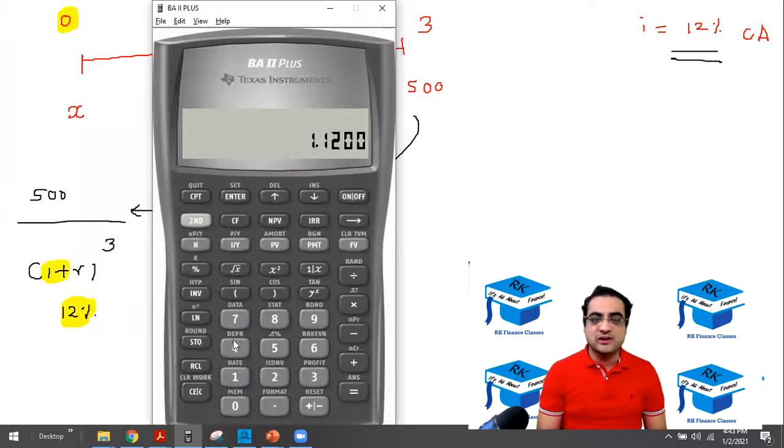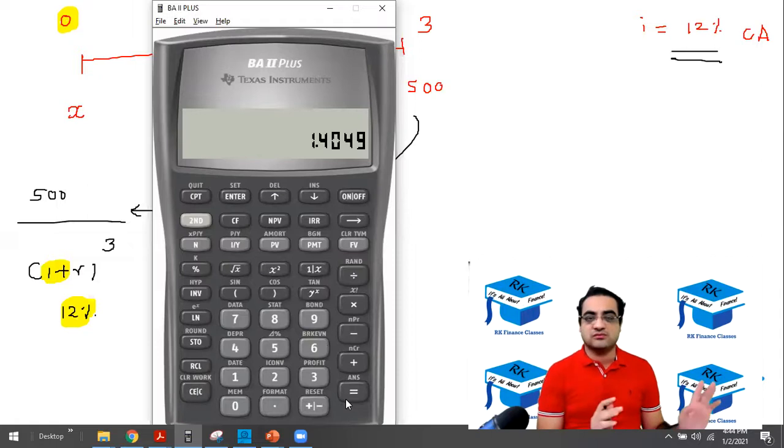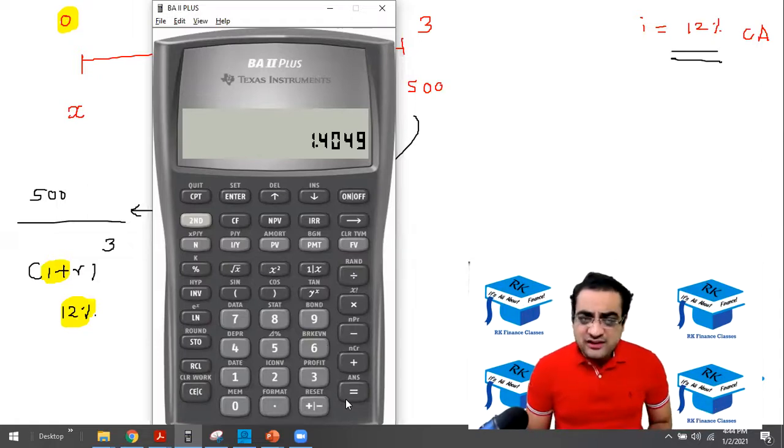Okay, equal to. I repeat, 12 percentage plus 1 equal to, then raised to 3. So for raised to, this key, y to the power x, we had discussed last lecture. So raised to 3 equal to, so that's the denominator. I repeat, 12 percentage plus 1 equal to, then raised to 3 equal to. I think everyone would have got the denominator.